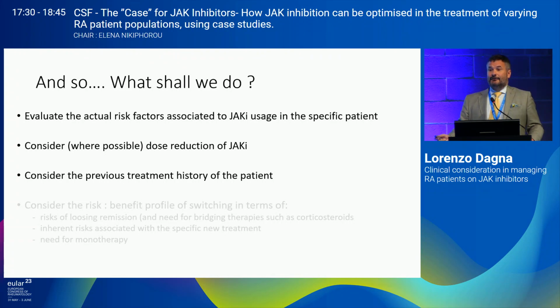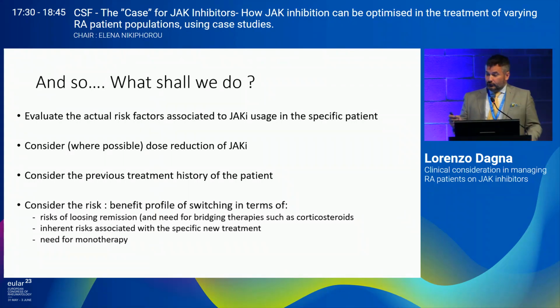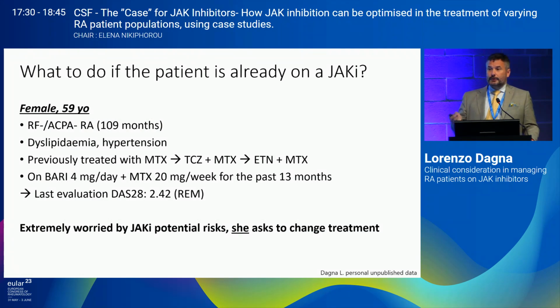And third, definitely we have to analyze the previous treatment history of the patient. In many cases, the patient has had a number of treatments. So again, the suitable alternative list is very, very narrow. So we have to consider this. But also, we should be considering the risk-benefit profile of switching. If we change the treatment, this is not a decision that is free of risk. We risk losing the remission, and as I told you, that may be a significant determinant of mortality and morbidity. We have inherent risk associated with a specific new treatment, and also consider that many patients, as the colleague said before, need monotherapy. And again, not all treatments could be effective in monotherapy in the same way.